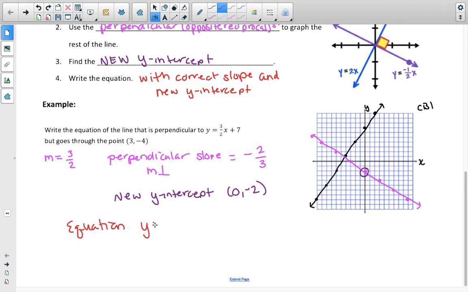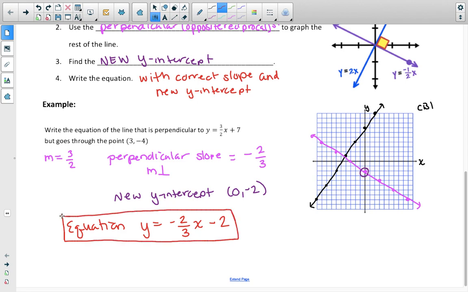Which is y equals, so our slope that we have to use because it's perpendicular is negative 2/3 x, and our new y-intercept is at negative 2, so the constant is minus 2. This is our new equation, the equation that is perpendicular to y equals 3/2 x plus 7 and goes through the coordinate of 3, negative 4.